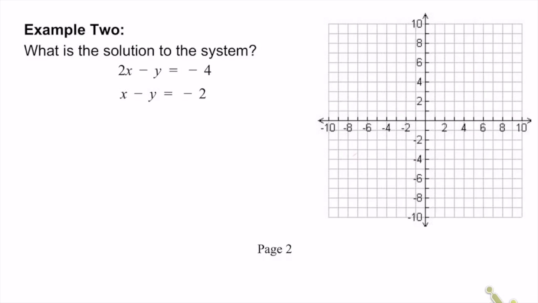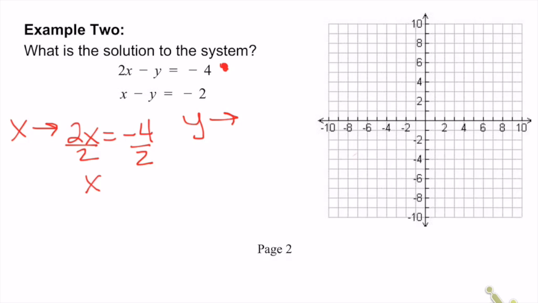Example number 2. So we can see that both of these lines are in standard form. So we know that we have to find what x equals and what y equals, or as we like to say, our x and y intercepts. So for the first equation, I'll do my work in red. We have to find out what x is. So to do that, we plug in 0 for y. So for our first equation, we'll have 2x equals negative 4. Now we have to solve for x. So divide by 2 on both sides. Our x-intercept is at negative 2.